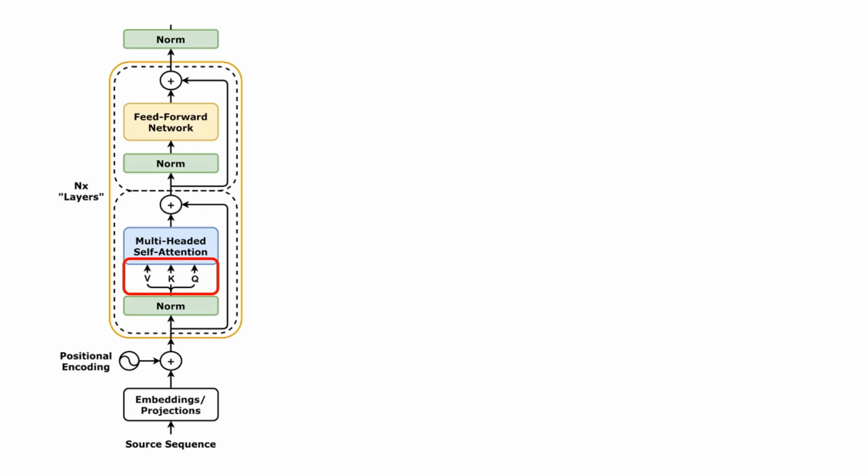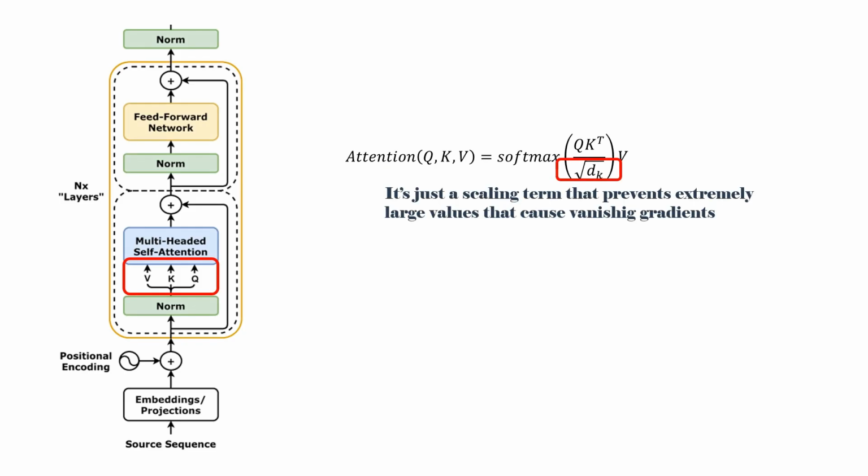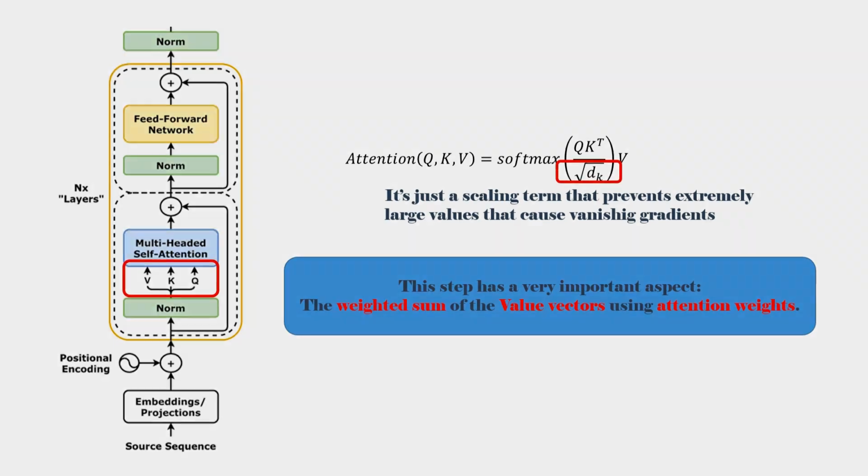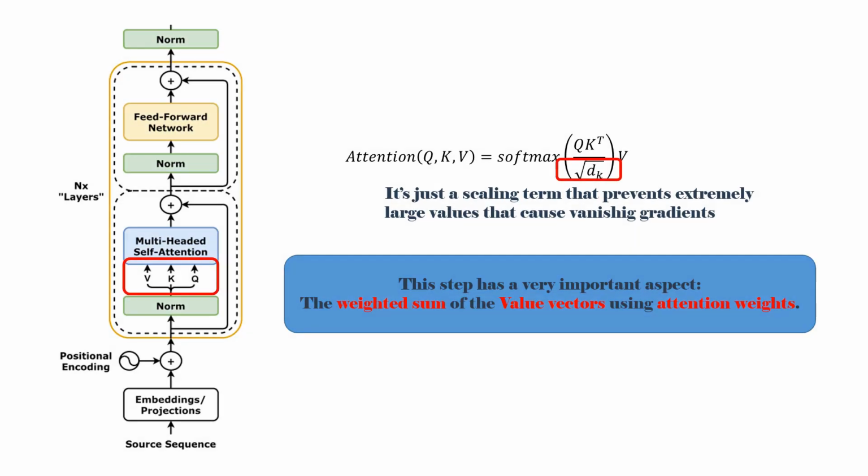These 3 components are ultimately combined using the attention operation. In this formulation, the denominator serves purely as a normalization term, ensuring that the attention weights are properly scaled. This step highlights a very important aspect of the attention mechanism. The final representation is obtained by computing a weighted sum of the value vectors, where the weights are determined by the attention weights.